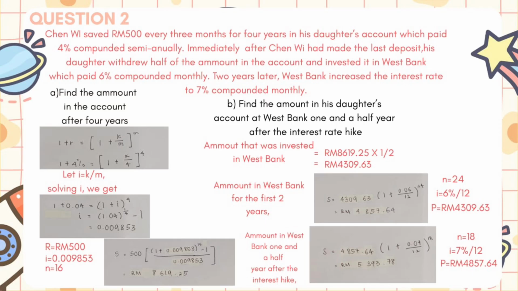Lastly, the amount in WasteBank 1.5 years after the interest rate hike. So the original principal for this would be RM 4,857.64. I would be 7% over 12 because it said that WasteBank increased the interest rate to 7% compounded monthly. N would be 18. So by using the formula of future value of compound interest, we get the amount would be RM 5,393.78.